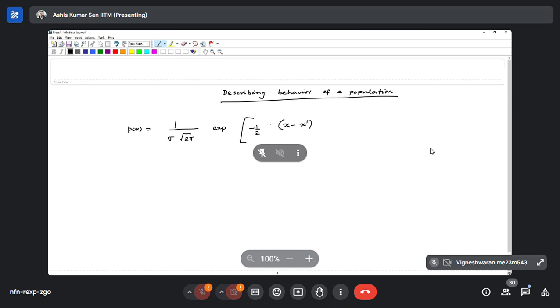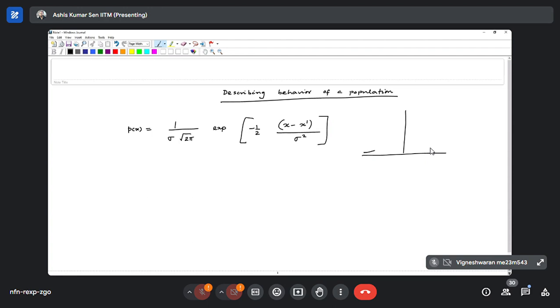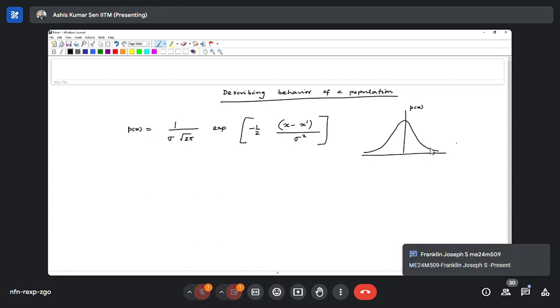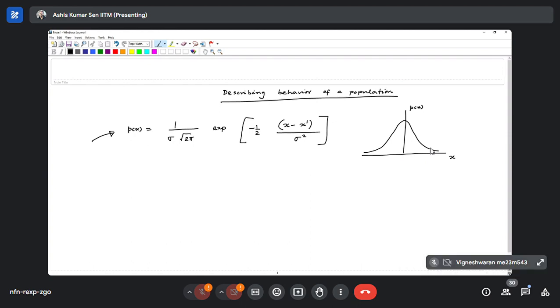minus the true mean value, sigma square. So here sigma is the standard deviation. Okay. So we said that if you plot this curve, it is going to look something like this. This is your p(x) and this is x. So this characteristic equation can be used to describe the behavior of a population.